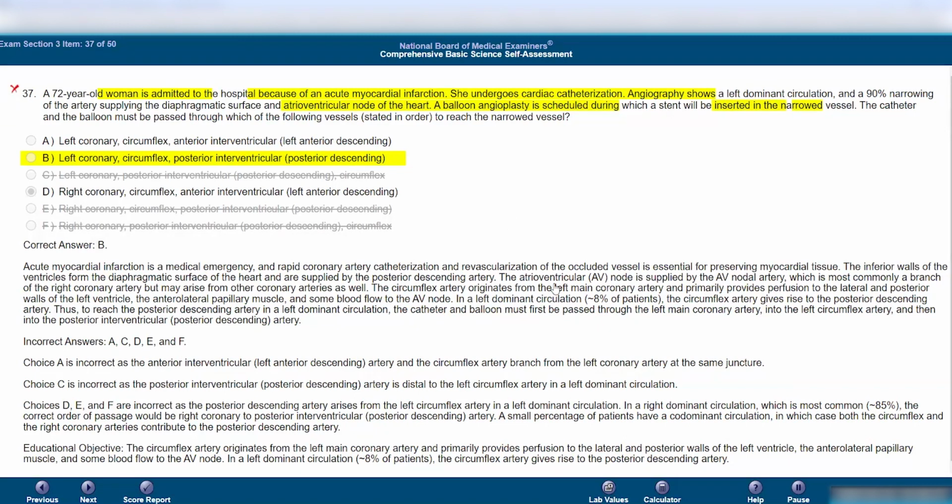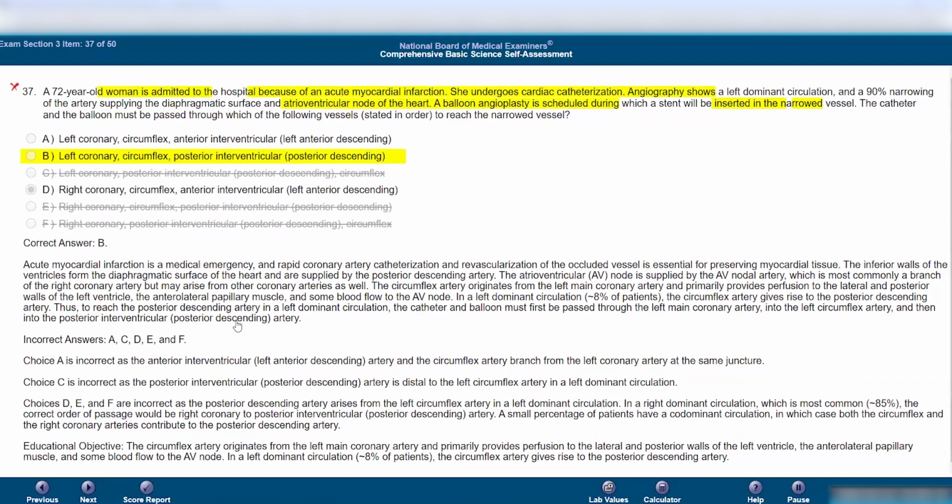The circumflex artery originates from the left main coronary, lateral posterior. It deals with the left dominant thing. This is like a trick question in a sense. But let's work through this here.